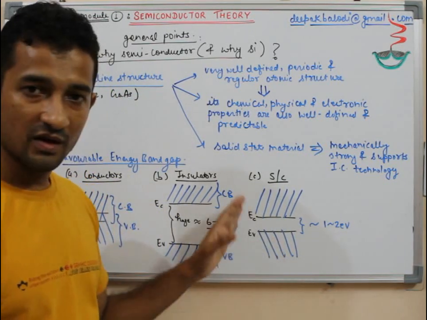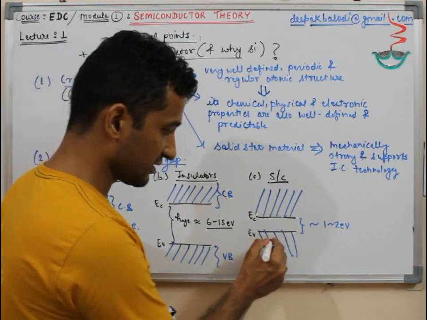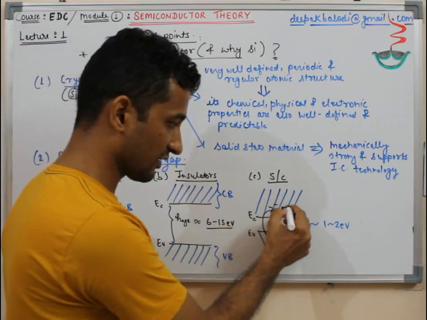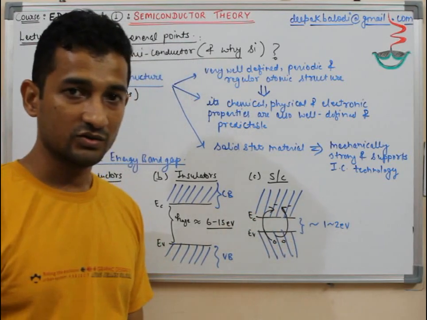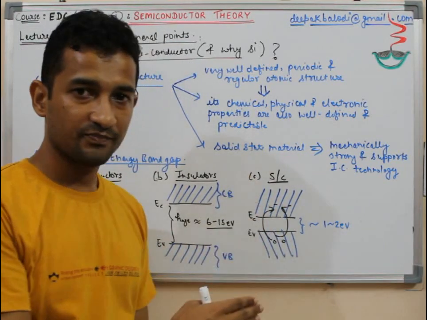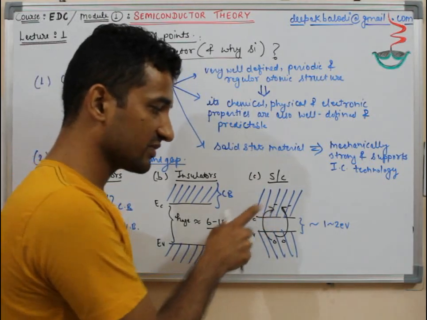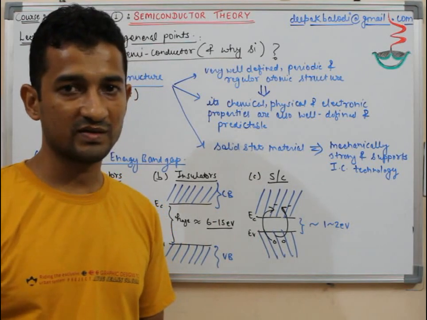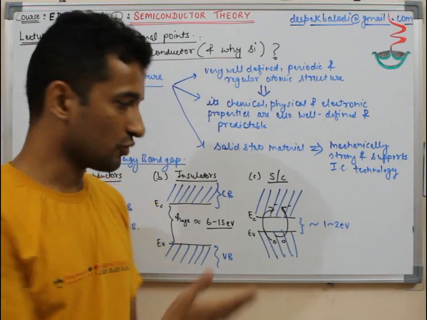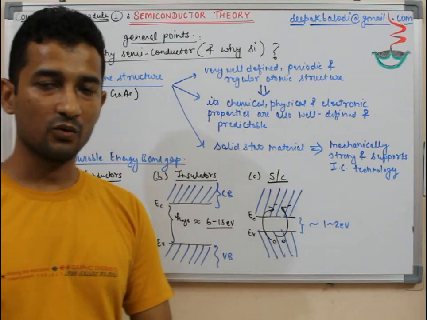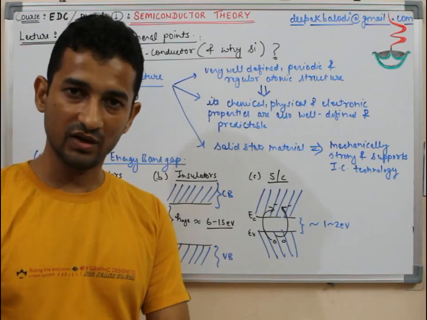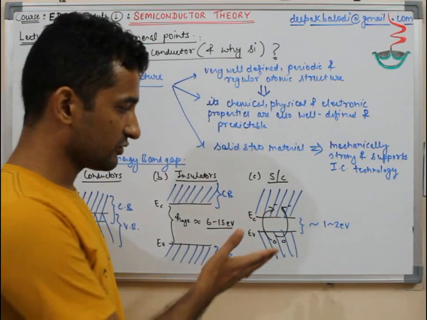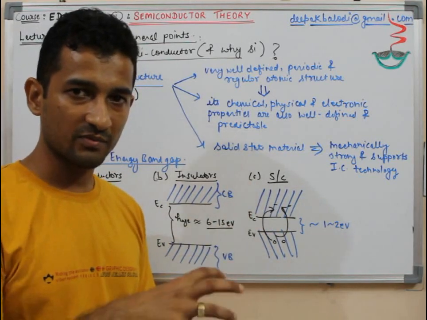Because we have now understood that only if we make some transition can we increase the number of free carriers, that is, free electrons here and free holes here. Lots of transitions can only happen if we overcome this band gap. So there are two basic methods to overcome this: one is temperature and the other is applying some external impurities. We will look at that later.